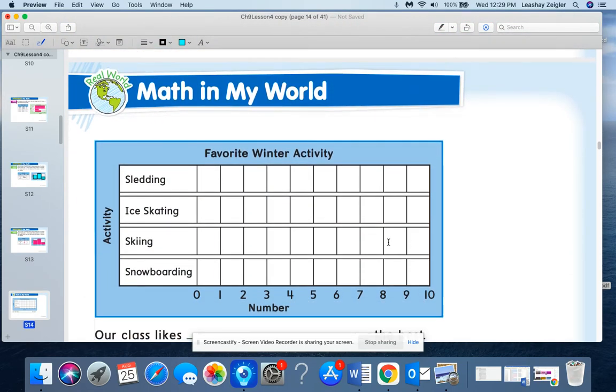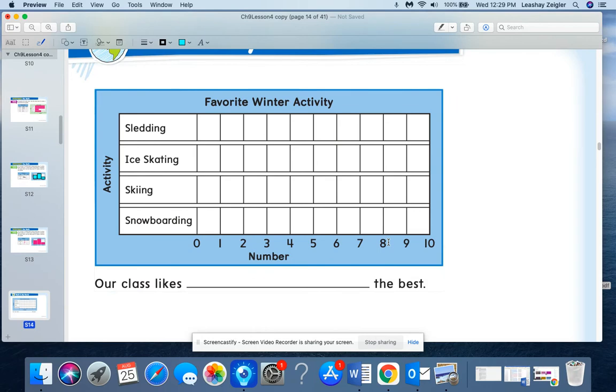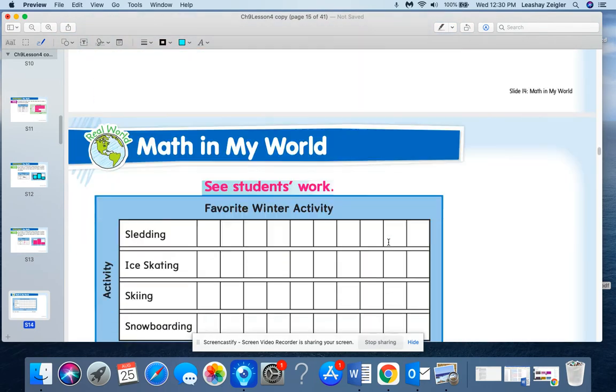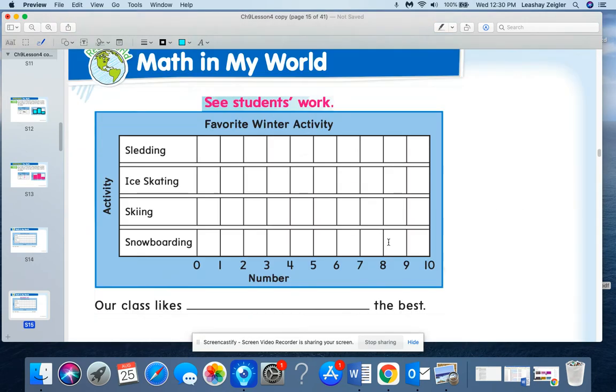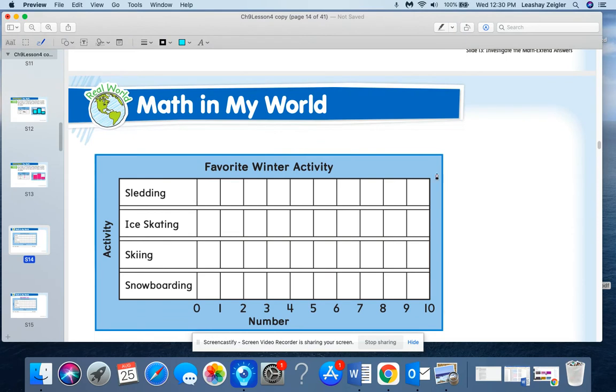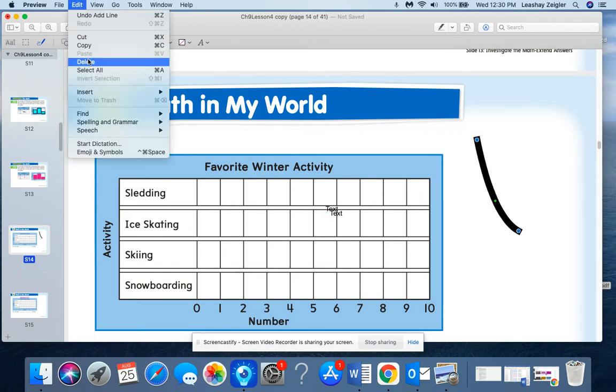So it says math in my world. It says favorite winter activity. And then you'd have student work here. Okay. So what this may look like is a data set for you. I'm going to give everybody a data set today, just so that for the purposes of our lesson, we can do it together.